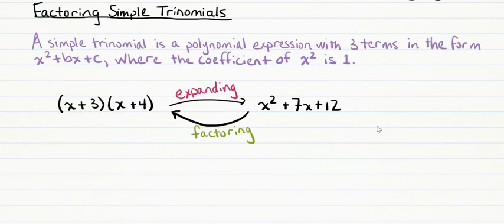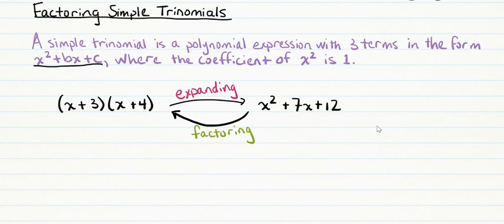This video will go over how to factor simple trinomials. In math, a simple trinomial is defined as a polynomial expression that has three terms and is in the form x squared plus bx plus c, where b and c could be any integer, and where the coefficient of the x squared term is equal to 1. So we're not talking about polynomial expressions where we have a coefficient of 2 or 3 or something else in front of the x squared, only a coefficient of 1 in front of the x squared.